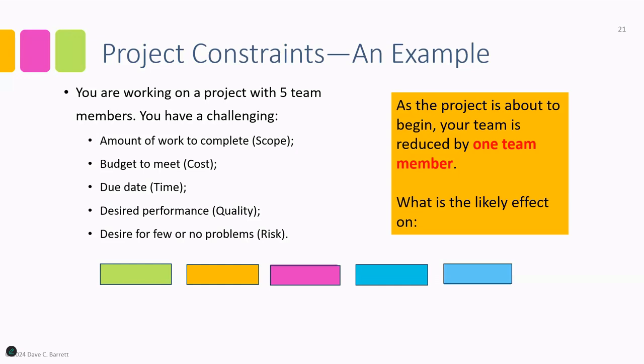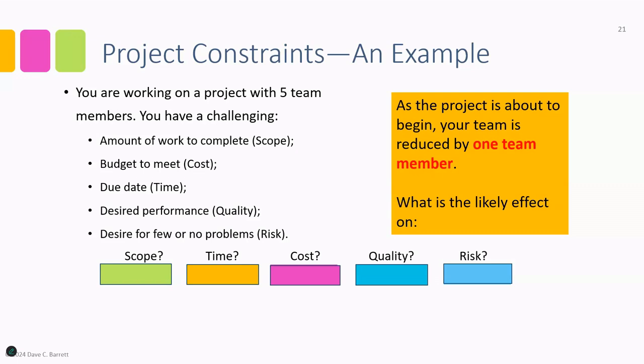So then what is the likely effect on each of the other 5 constraints? So what's the effect on the scope, the time, the cost, the quality, or the risk? Now, it's important to say here that this does not mean it is absolutely going to happen, is that teams will manage this and try to minimize the effect and so on. So this is not an exercise in fate, but it's an exercise in direction. And so that's what we're going to talk about.